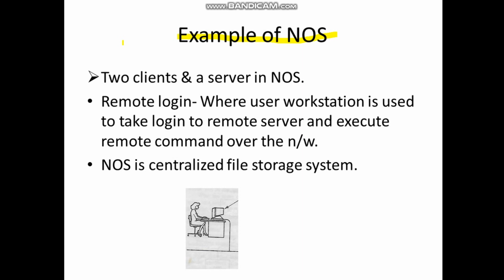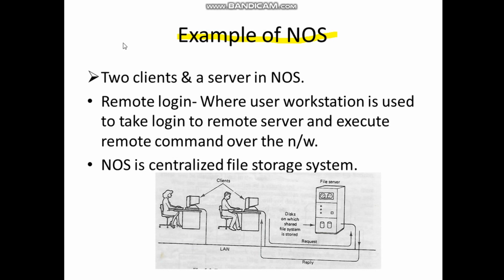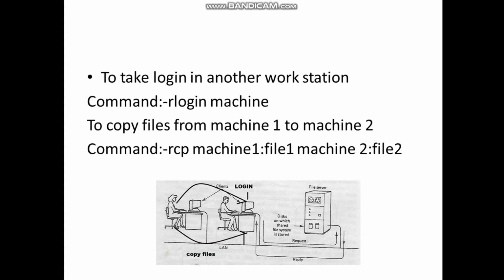Now we will see example of network operating system. There are two clients and one file server. User of the workstation takes a remote login to the server and executes the remote command over the network. Network operating system is a centralized file storage system. Now we will see commands to take login in another workstation. The command is rlogin machine. To copy the files from one machine to another machine, that is from machine 1 to machine 2, the command is rcp machine1 file1 machine2 file2.